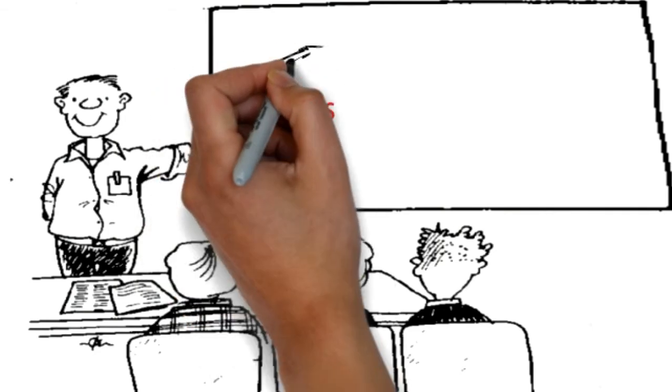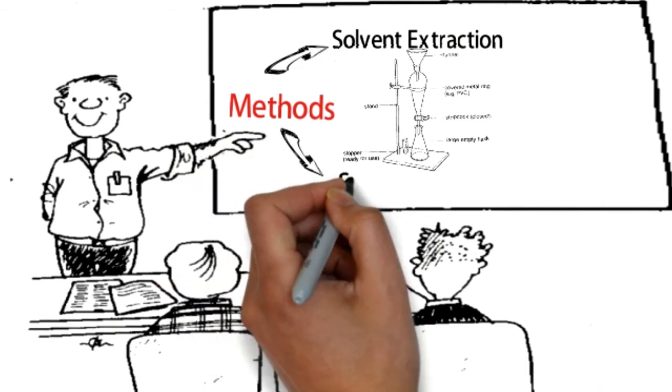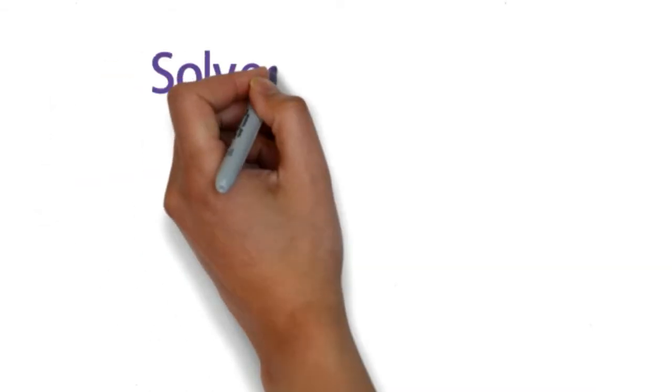There are two common methods used for flavor extraction. There are solvent extraction and also steam distillation. Let's start with the first one, which is solvent extraction.